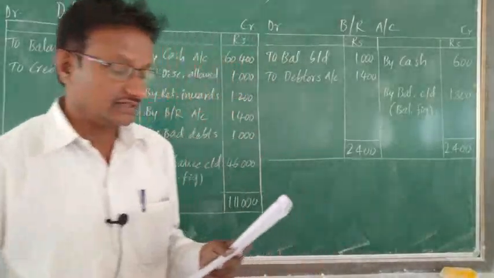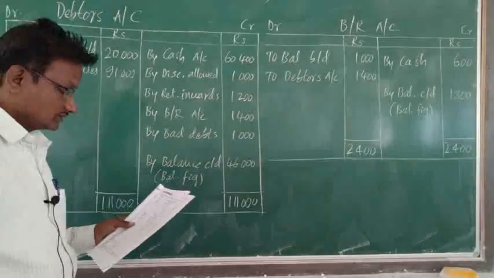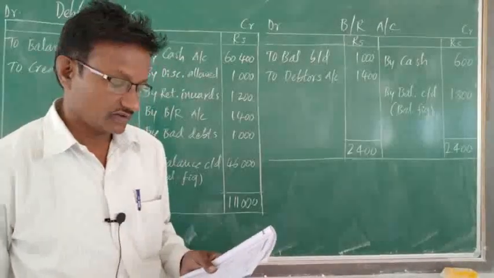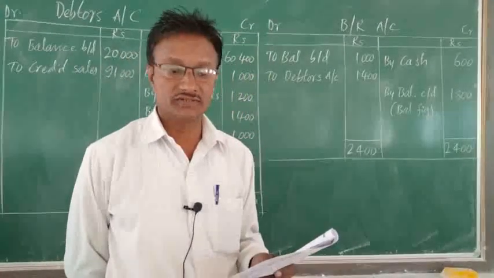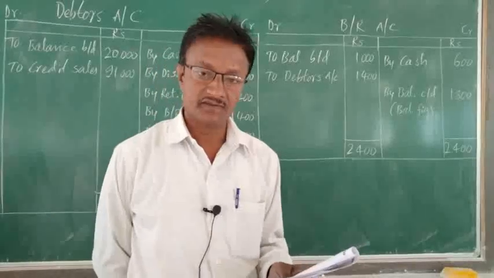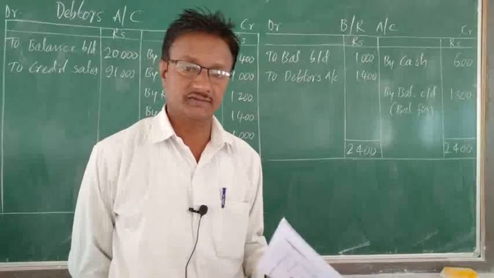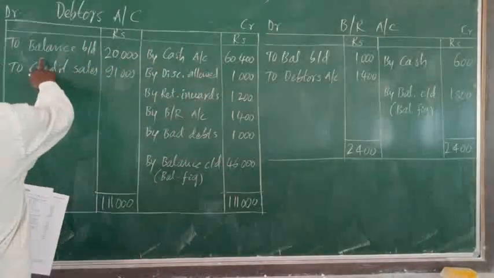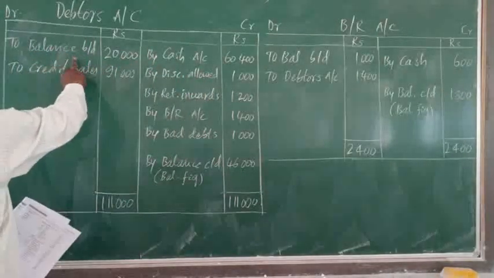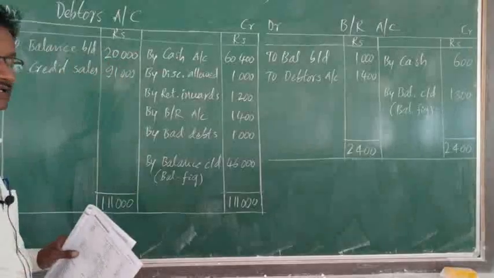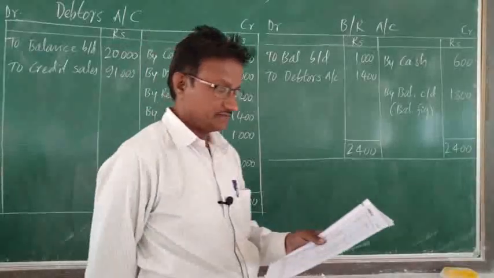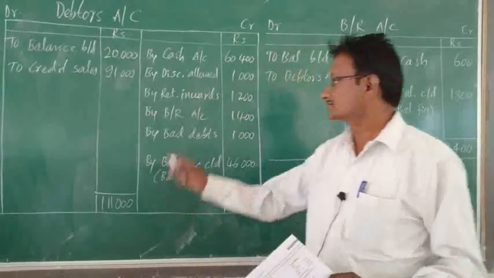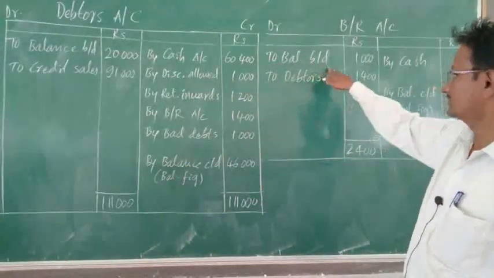So in the debtors account, the opening balance is given in the statement of affairs prepared on 1/1/2017. All the opening balances of debtors, bills receivable, creditors and bills payable are given. Here the opening balance of debtors should be taken on the debit side: To balance brought down 20,000. Next, bills receivable is also given in the opening statement of affairs. So take the opening balance: To balance brought down 1,000.